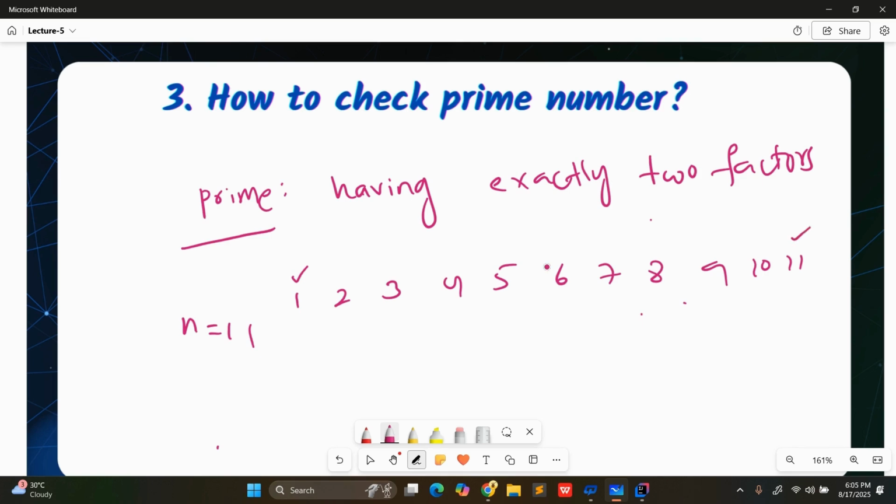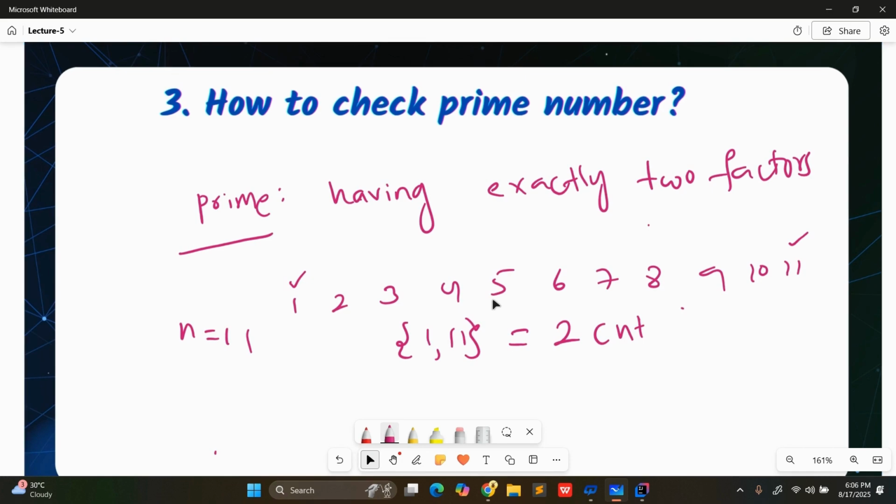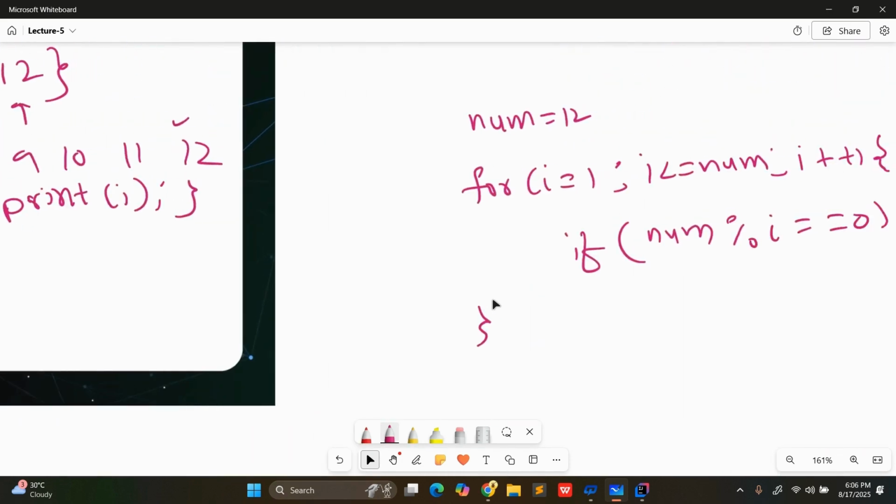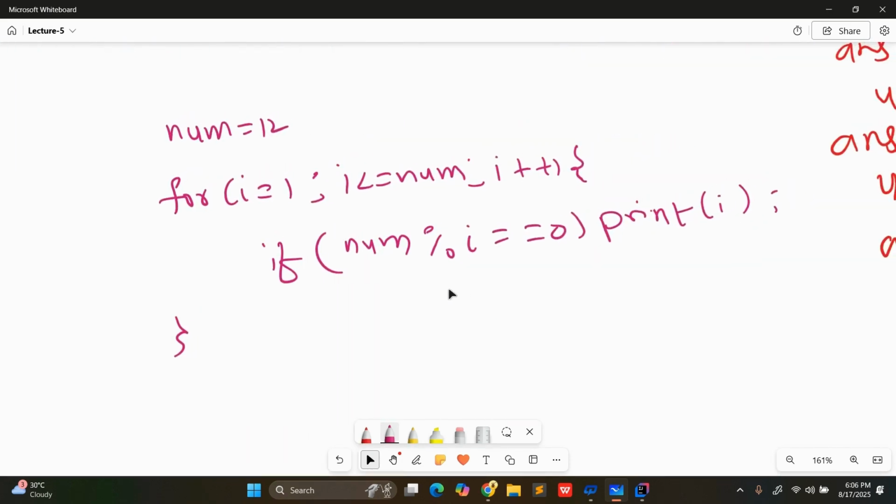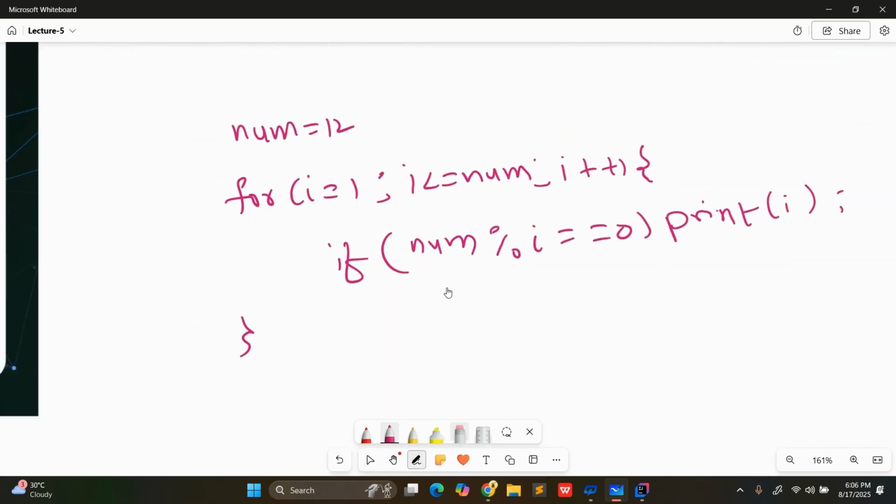There are no other factors, you can see. There is no other number that divides 11. So only 1 and 11 are the factors of the number. So there are two factors, and you can say this is a prime number. You can use similar logic as in the previous question, but you can maintain one count here.